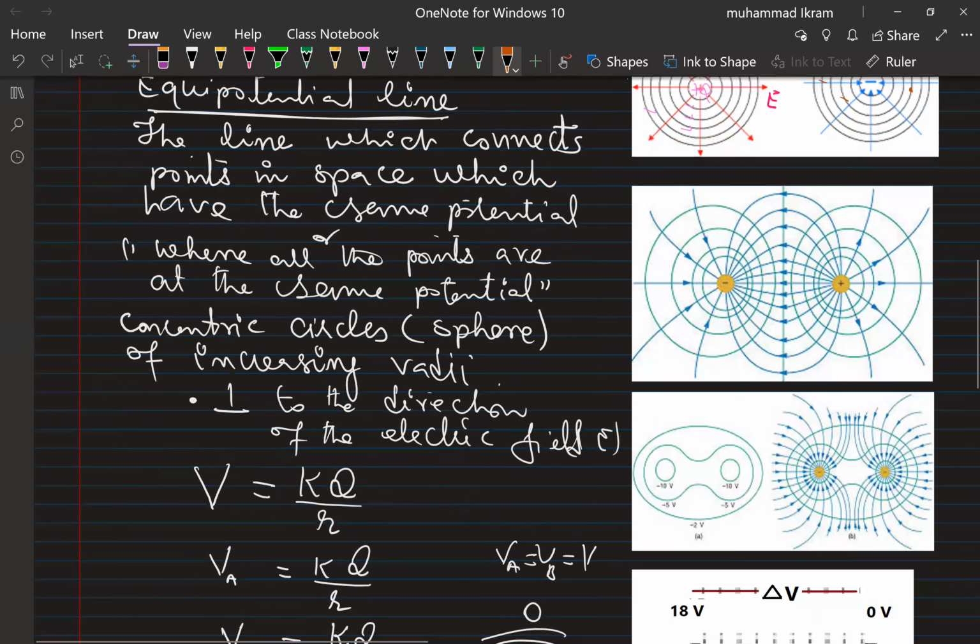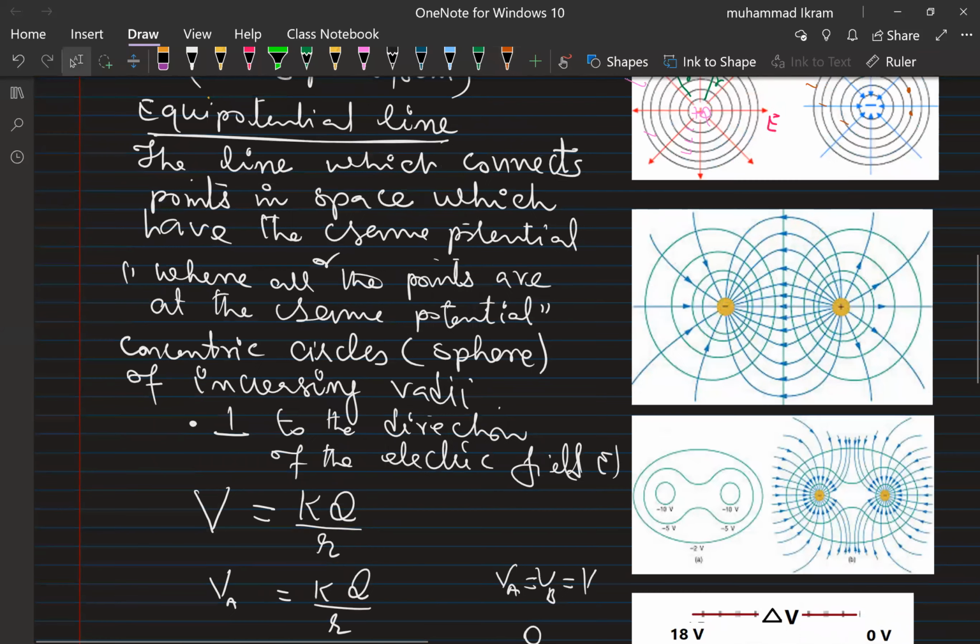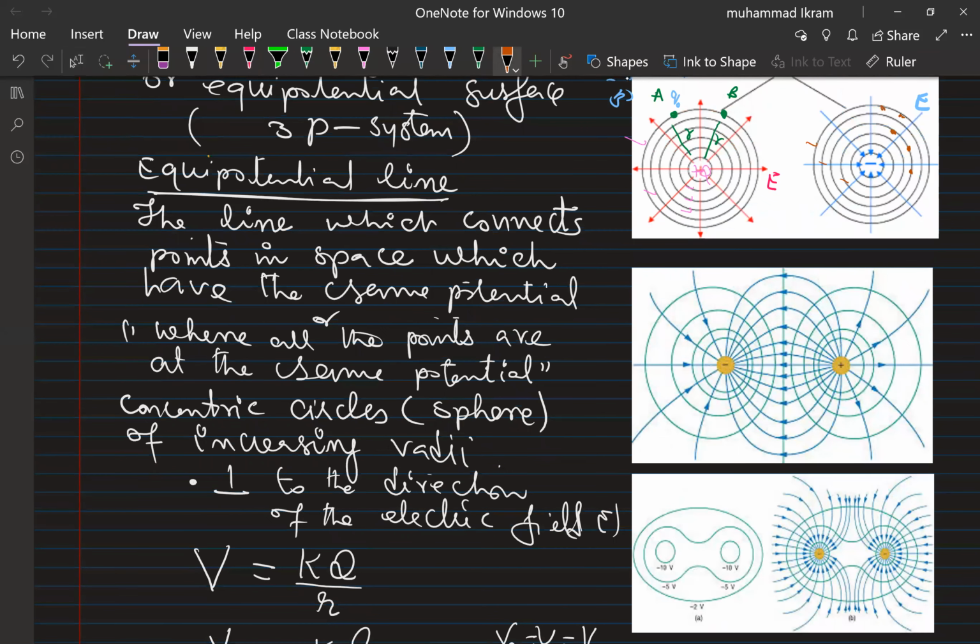Now look, this is for the charge to charge system. Look at the equipotential surface lines. Here you see the lines are very much closer to each other. Where the lines are closer to each other, the electric field intensity will be much greater. So you see in this case the electric field intensity is greater in this region. Why?